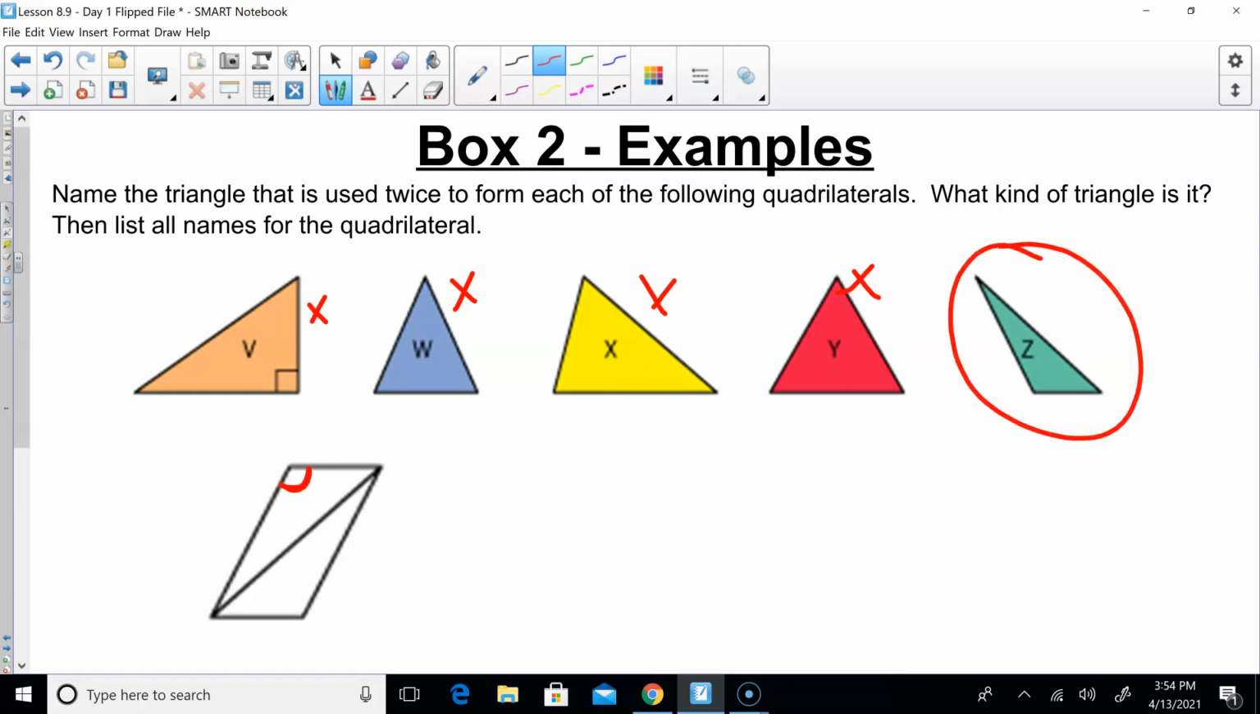So it looks like we have an obtuse triangle. And if you think about the side lengths, these sides look like they're all different sizes. So that would be a scalene triangle that created this quadrilateral. What would be the name of this quadrilateral? Well, I think right away the first thing that jumps out is parallelogram.